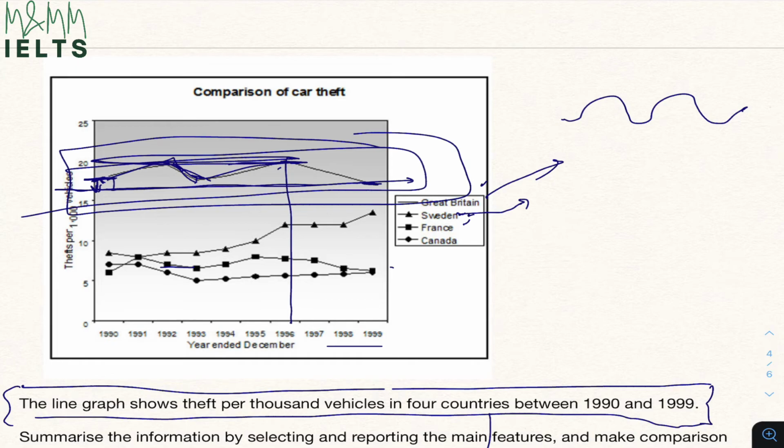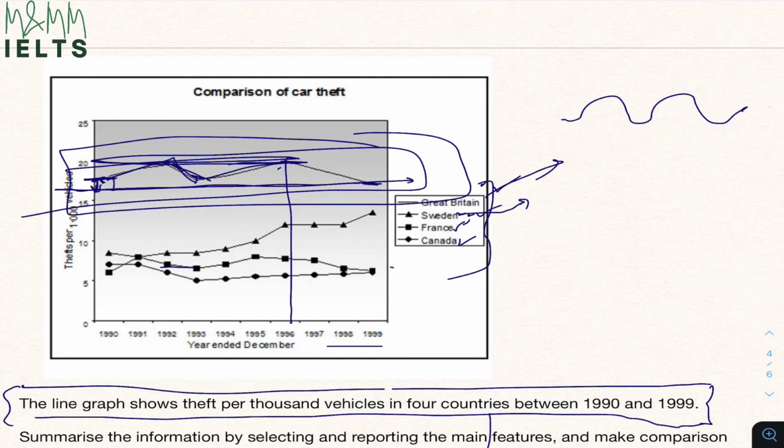So as you can see, I've covered all the main trends. I did not even leave a single country behind. I talked about Great Britain, I talked about Sweden, I talked about France, and I also talked about Canada. Covered everything and made sure I did not make up any information from myself. I just used whatever was given to me.